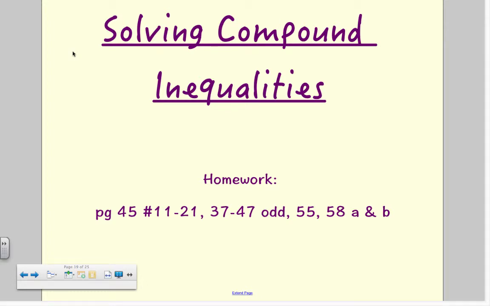Okay, so today we'll be solving compound inequalities. This is from your homework, page 45, 11 through 21, 37 through 47, 55, 58, parts A and B.